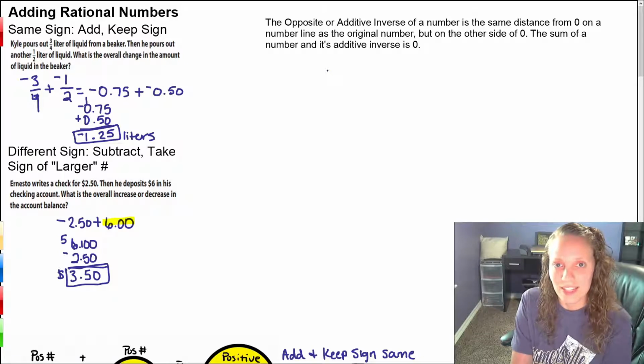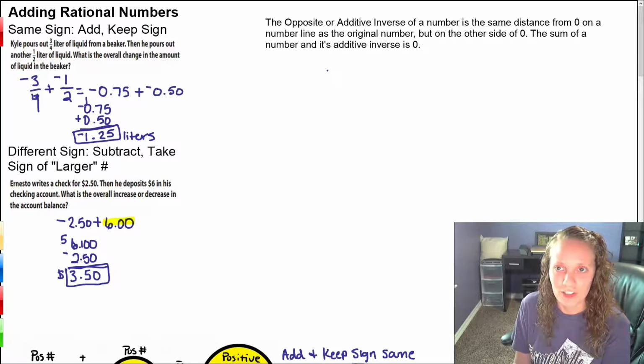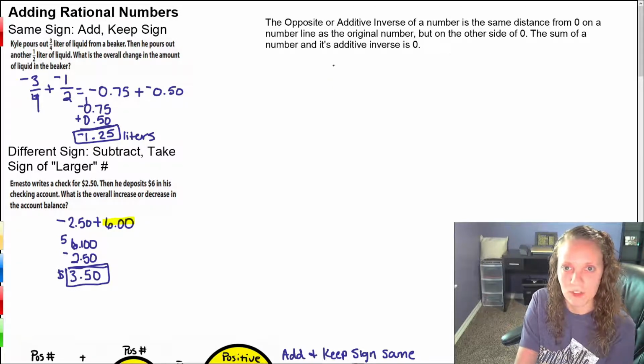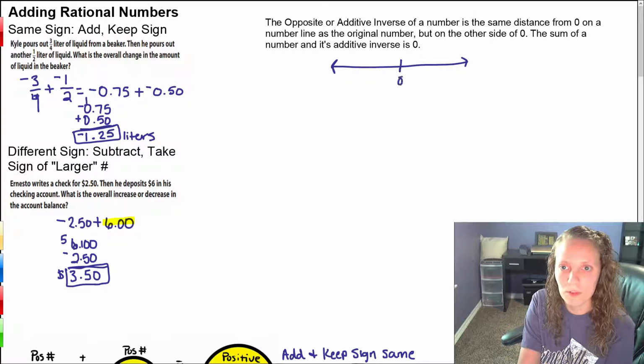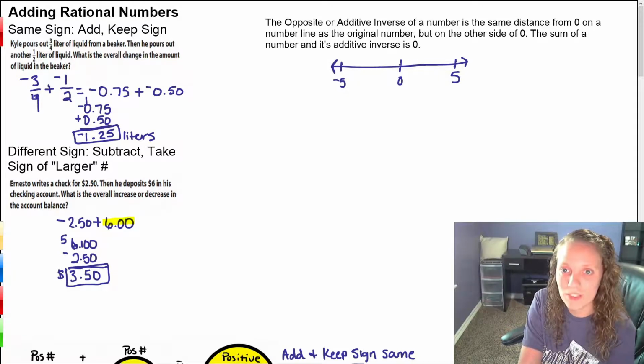Let's look at one last thing. The opposite or the additive inverse of a number is the same distance from 0 on a number line as the original number. Let's look at a number line. Put 0 in the middle. 5. The opposite or the additive inverse of 5 is negative 5. They're the same distance away from 0.